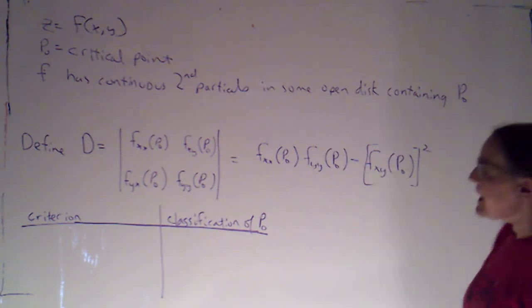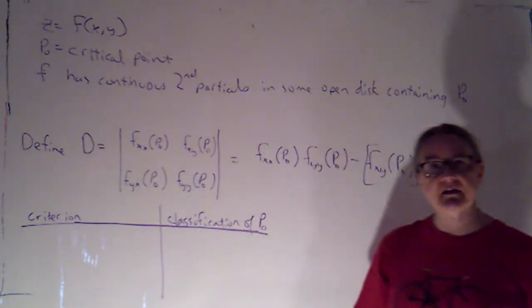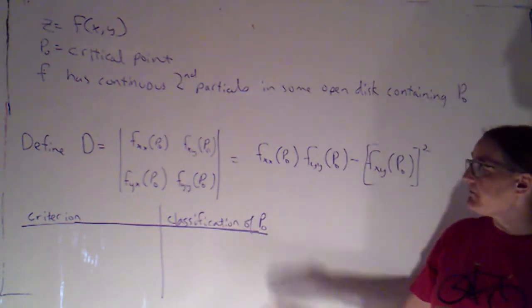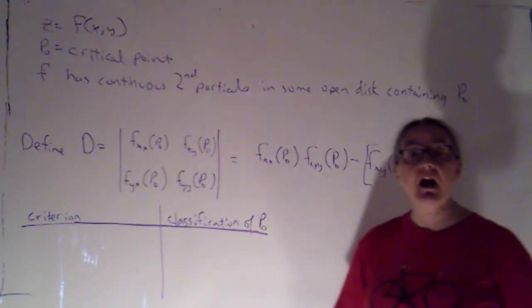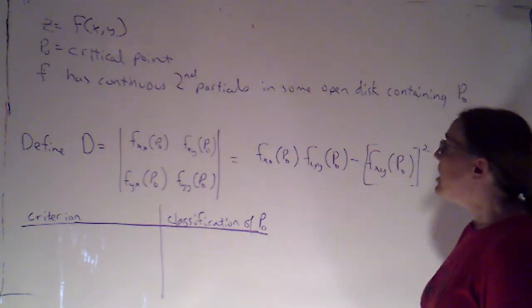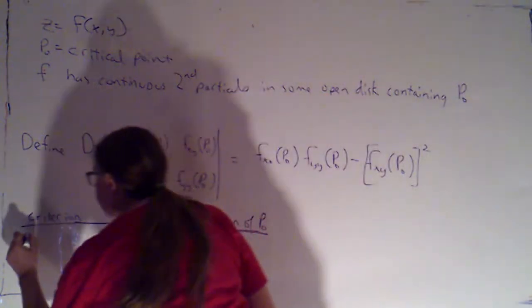Okay, so now I'm going to create a table here where I list the criterion that we have, and then how it allows us to classify our critical point. Okay. So we could have that D is positive.